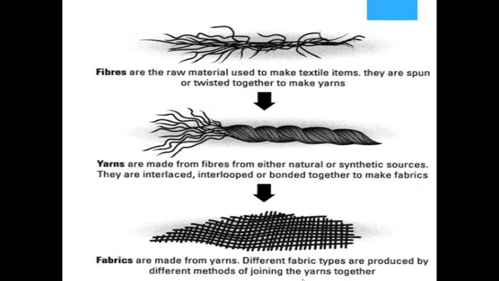Dear children, we have learned that fabrics are made from yarns. Different fabric types are produced by different methods of joining the yarn together. Here you can easily identify it in this image. Yarns are made up of fibers from either natural or synthetic sources. They are interlaced, interlooped or bonded together to make fabrics. Fibers are the raw materials used to make textile items. They are spun or twisted together to make yarn. So this is how we are converting fiber into fabric.